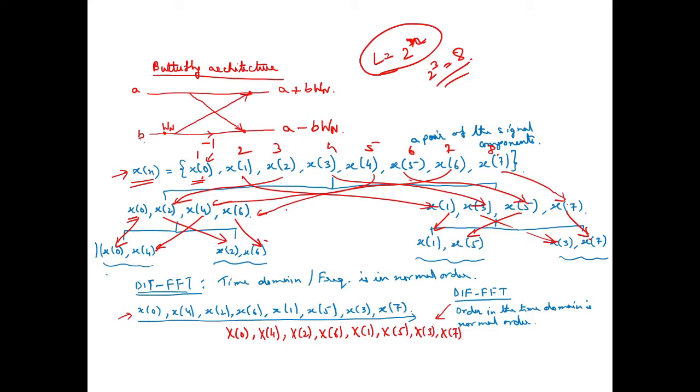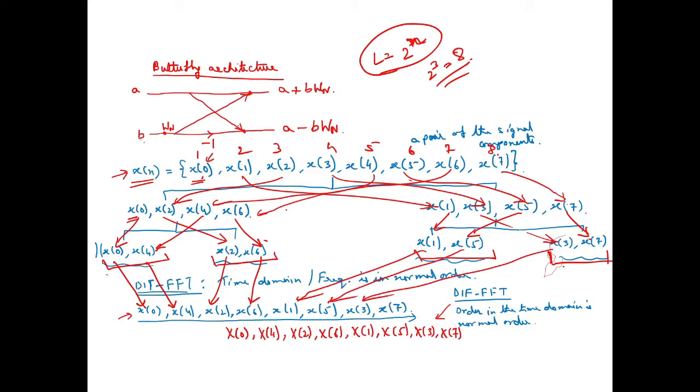Suppose we are having a length of 2 to the power 4, then we would have 16 values. We have to repeat this process until we get a pair of signal components. When we get this pair of signal components, we take it in this decimated order form: x0, x4, x2, x6, x1, x5, x3, and x7. When we are taking it in this order, then this order is regarded as the decimated order.